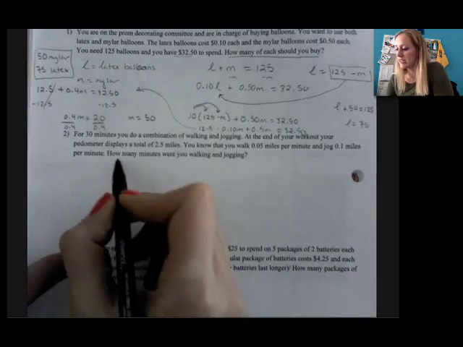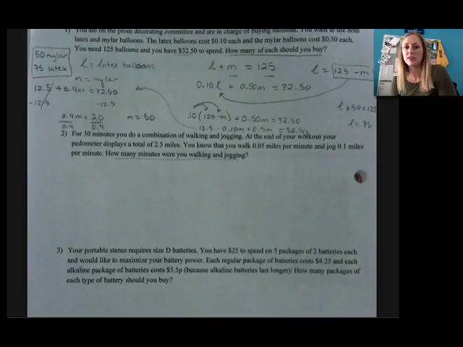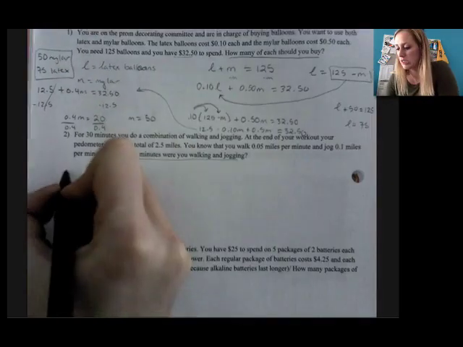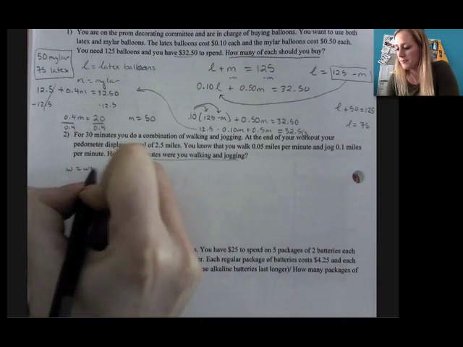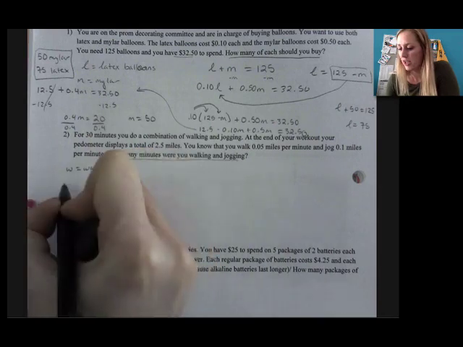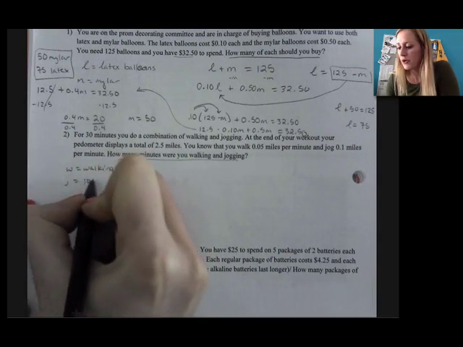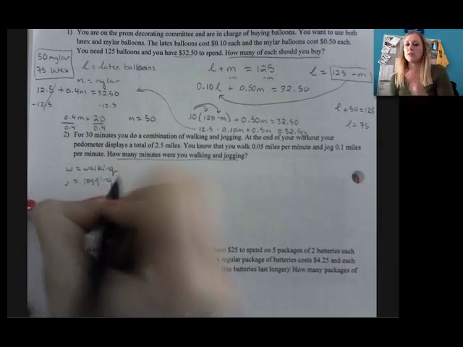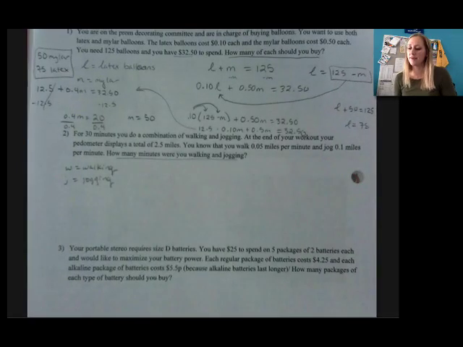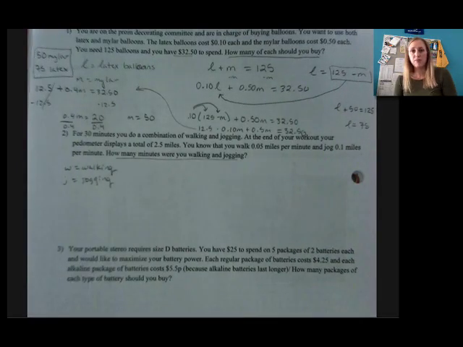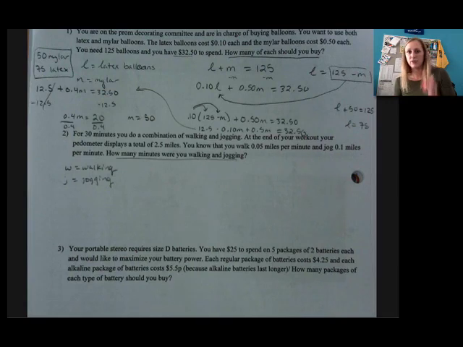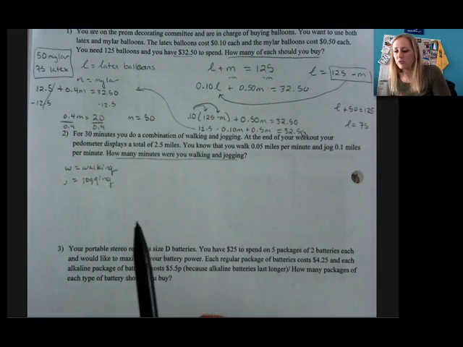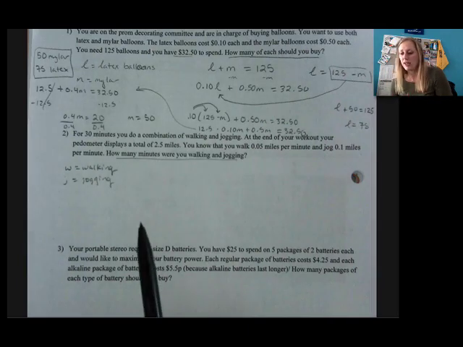So again, the last sentence tells us how to define our variable. We want how many minutes we're walking and how many minutes we're jogging. So I'm going to use W for walking and J for jogging. We don't have a cost involving this one, but it's still going to be very similar. We're going to have the total number of miles walked, and then we're also going to have the speed. So those are the two different things we're talking about here: distance and speed.